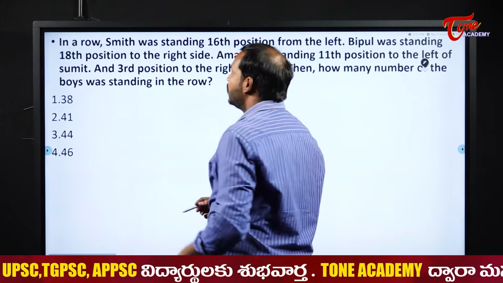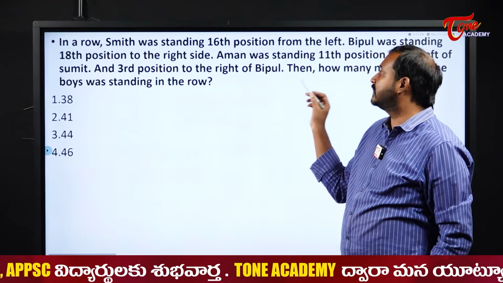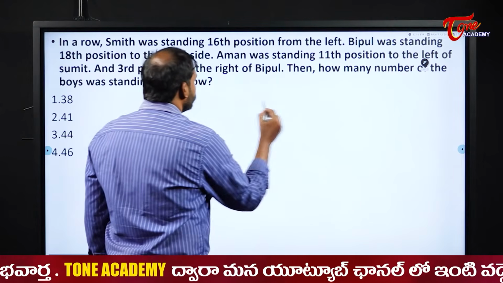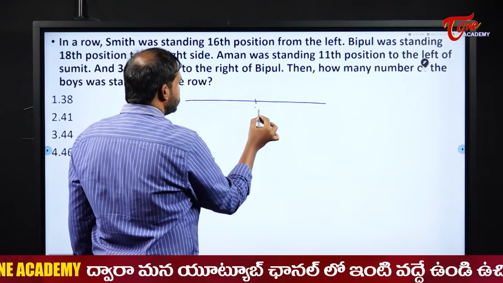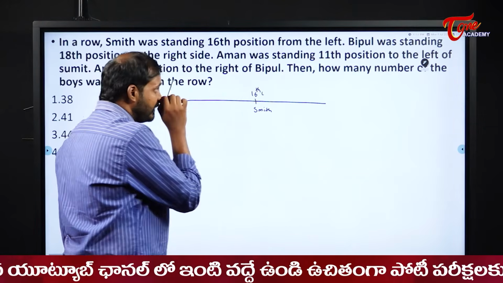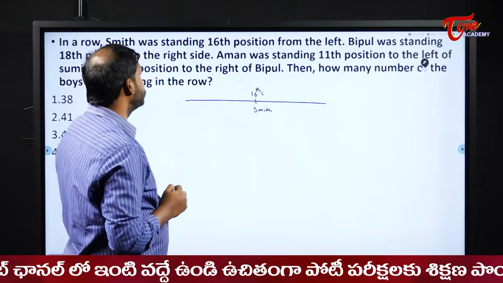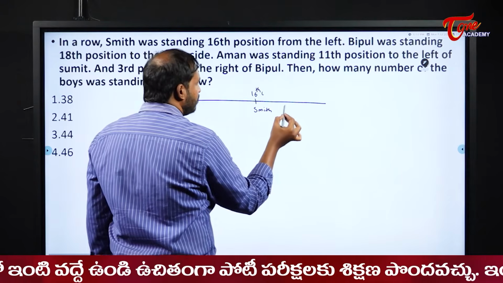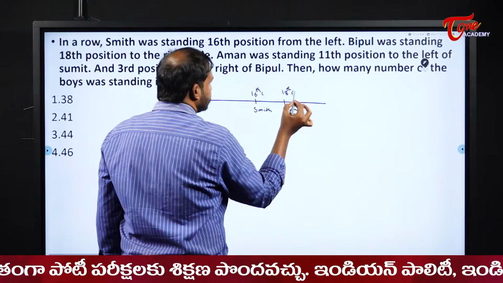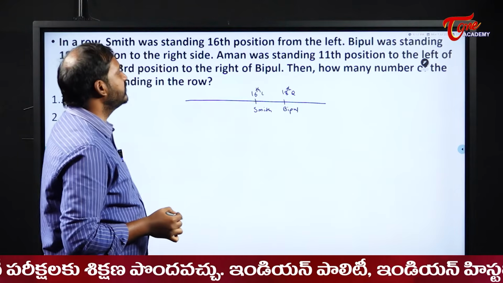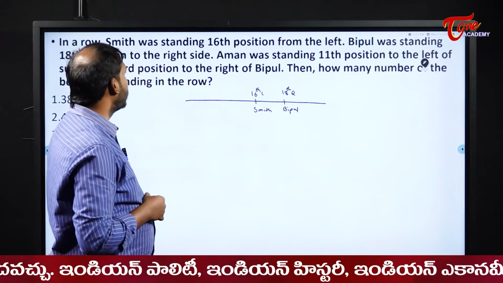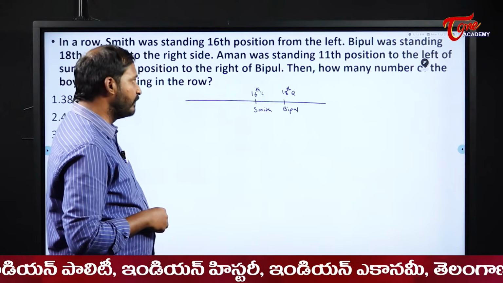Right? Next one. In a row, Smith was standing 16th position from the left. Okay. This is Smith position, assume. He is standing 16th from left. Okay. Bipul was standing 18th position from the right side. For time being, I will take Bipul here. 18th from the right side. Aman was standing 11th position to the left of Sumit and 3rd position to the right of Bipul.